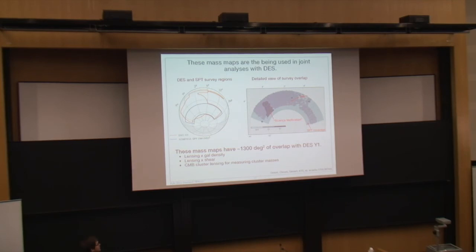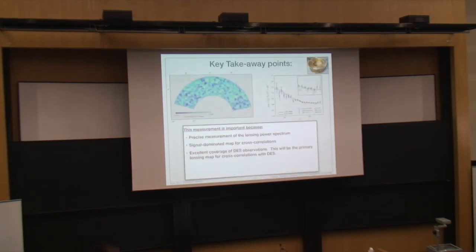Good, so takeaway points from this measurement. So why this measurement matters. This is a precise measurement of the lensing power spectrum, so it's cosmologically interesting, and we are working on those implications for cosmology right now. It's a signal-dominated map that will be quite powerful for cross-correlations, especially with the Dark Energy Survey, and it provides excellent coverage with DES. And so this will be the primary map for cross-correlations with DES until we have a similar map from SPT-3G.